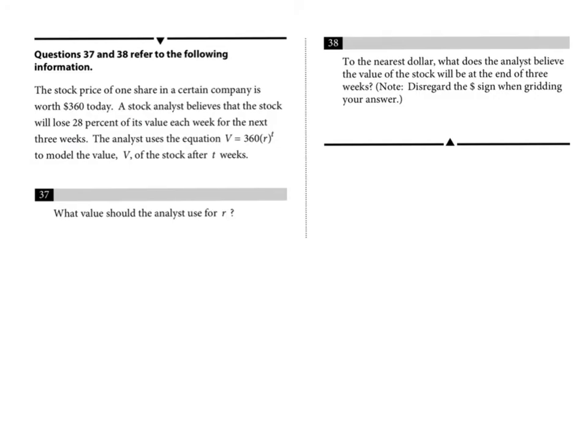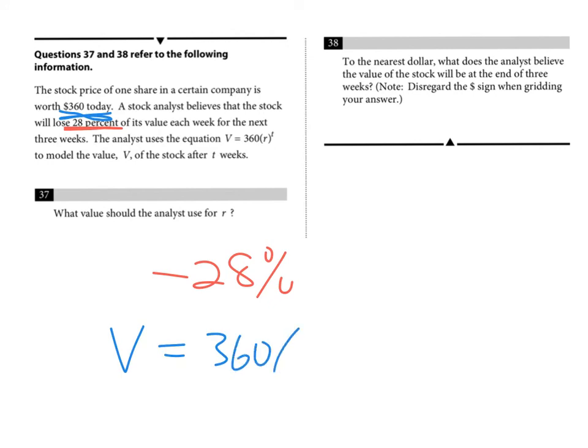Questions 37 and 38 refer to this information. The stock price of one share of a certain company is worth $360 today. The stock analyst believes the stock will lose 28%, so it's going to drop 28% of its value for each week over the next 3 weeks. So here's the equation that the analyst is using to represent the price of the stocks, where T represents the weeks. So it says, what value should the analyst use for R, the interest rate?